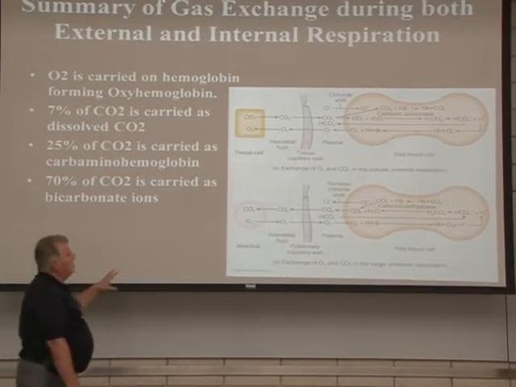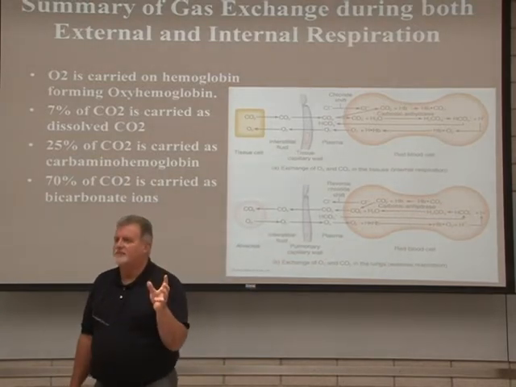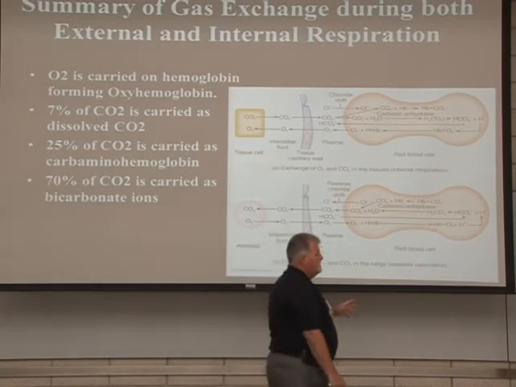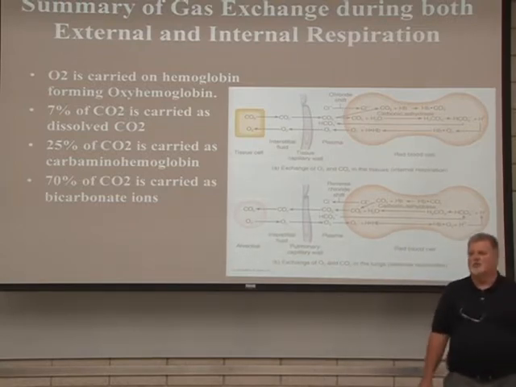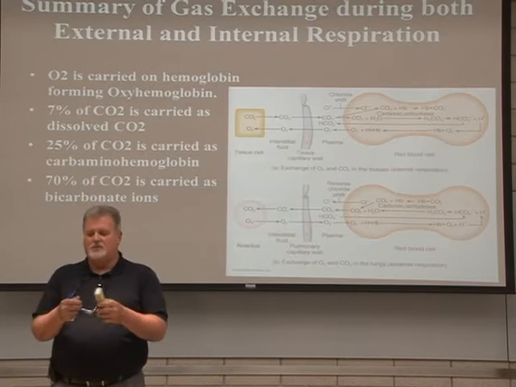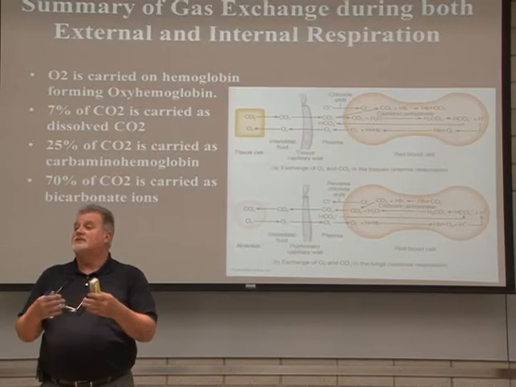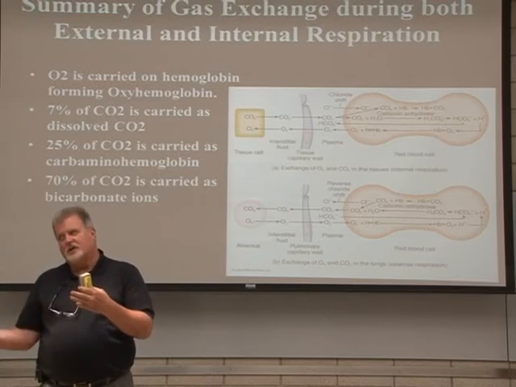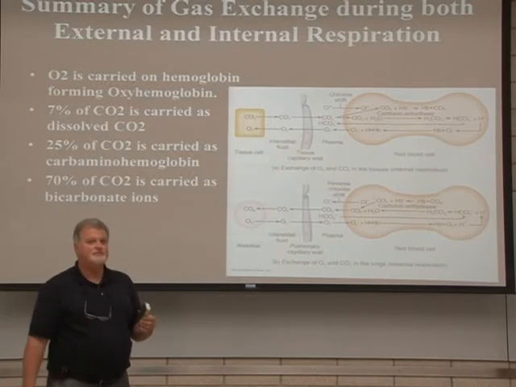So in internal respiration, are we wanting to attach oxygen to hemoglobin or free it up from hemoglobin? What are we wanting to do with oxygen? In internal respiration, you want to oxygenate your tissues. You want to supply oxygen to mitochondria. So you want the oxygen to come off of hemoglobin, right? Because oxygen bound to hemoglobin doesn't help your mitochondria. So we want to dissociate it from hemoglobin, right?